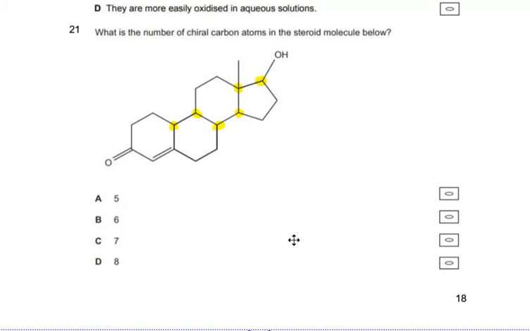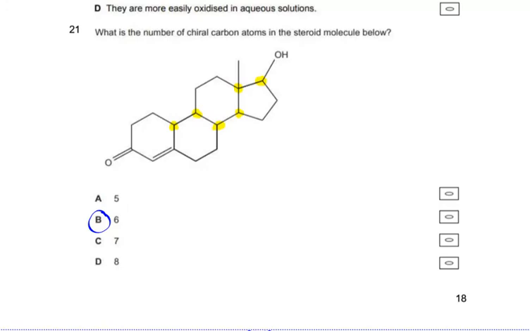This question is made more complex because of the number of rings. If a carbon is part of a ring structure, it will be chiral unless the 2 halves of the ring are completely symmetrical. I've labelled the chiral carbons in this structure and there are 6 of them. The correct answer is B.